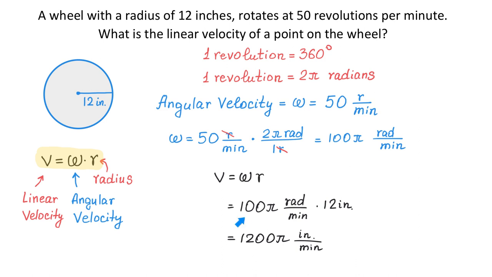So again, 100 pi radians per minute is the same as 100 pi per minute, and if we multiply it by 12 inches, we get 1200 pi inches per minute. This is approximately 3770 inches per minute. So then, the linear velocity of a point on the wheel is approximately 3770 inches per minute.